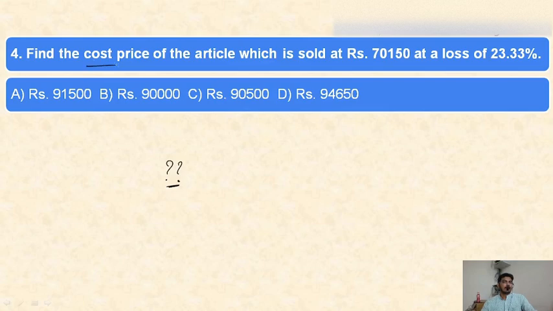Find the cost price. We need to find the cost price here, and he gave the selling price as 70,150 and the loss percentage as 23.33. Try to solve this particular question, and I'll try to explain it in the next session by considering this example. And if you get the answers, try to post them in the comment section, so that we will be able to know whether you are getting the answers or not.